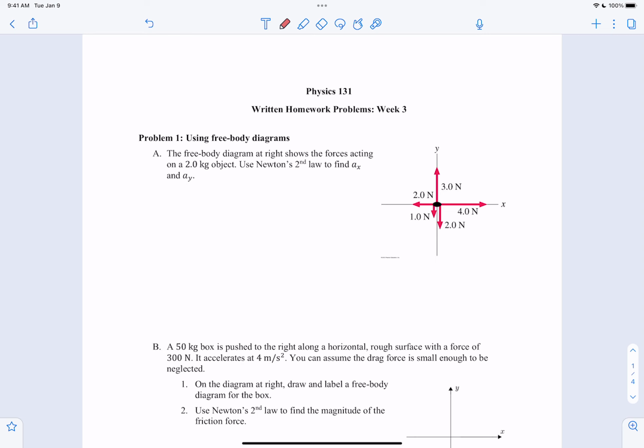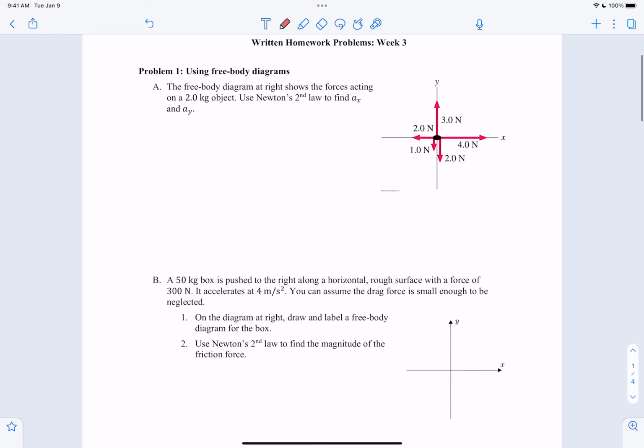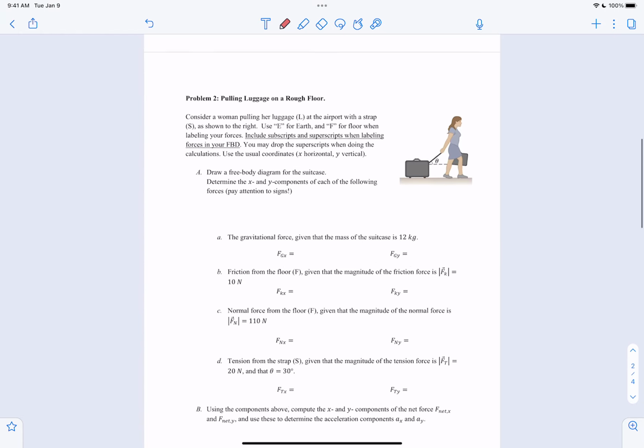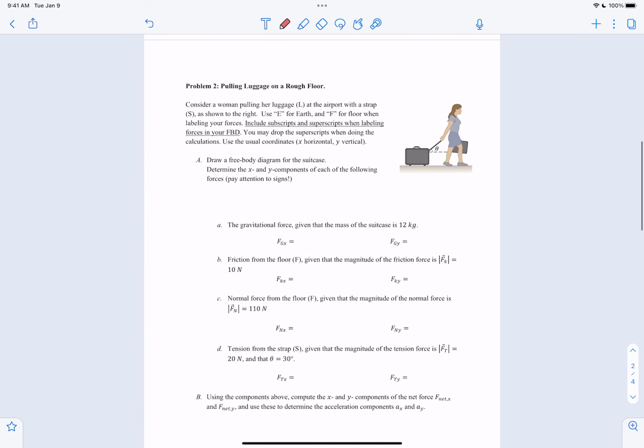So, recording now. This is going to be the written homework problems for week 3. Just to preface this, problem 2 is actually different from the problem 2 that I had for Physics 131.